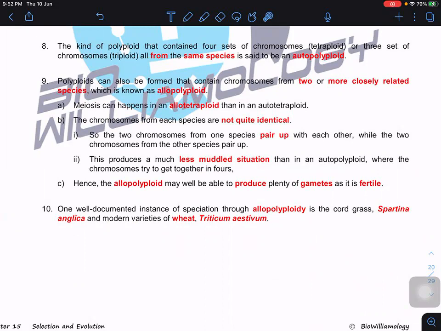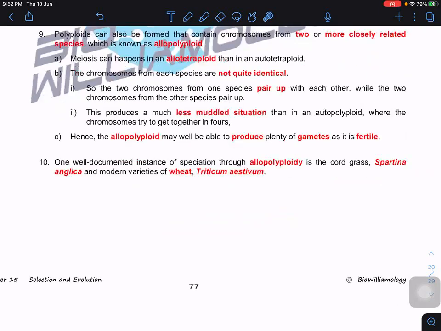But polyploids can also be formed containing chromosomes from two or more closely related species, known as allopolyploids. So meiosis can happen in allotetraploids. The chromosomes from each species are not quite identical, so therefore they can pair up, a less muddled situation. So allopolyploids may be able to produce plenty of gametes, so we consider them fertile. One well-known instance of speciation through allopolyploidy is a cord grass known as Spartina anglica and a modern variety of wheat called Triticum aestivum.